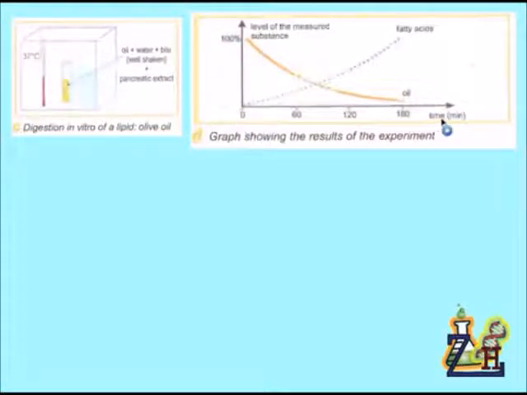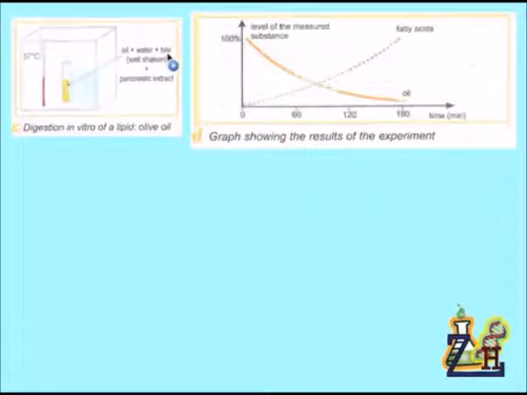As we see in this graph, they recorded the measured factors. We notice that the percentage of oil decreased from 100% at the beginning of the experiment till 0% after about 3 hours. At the same time, the percentage of fatty acids increased from 0% till 100% in the same period of time. Of course, this happened in the presence of what? In the presence of pancreatic extract with a substance called bile.